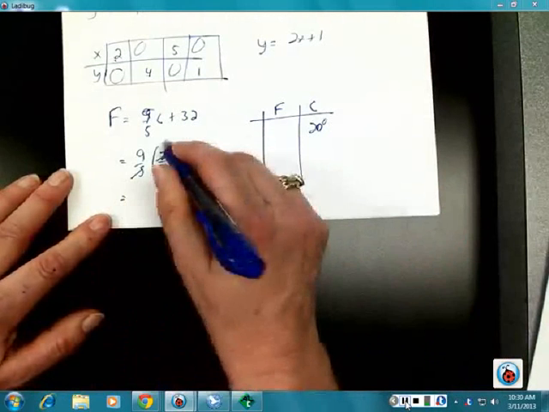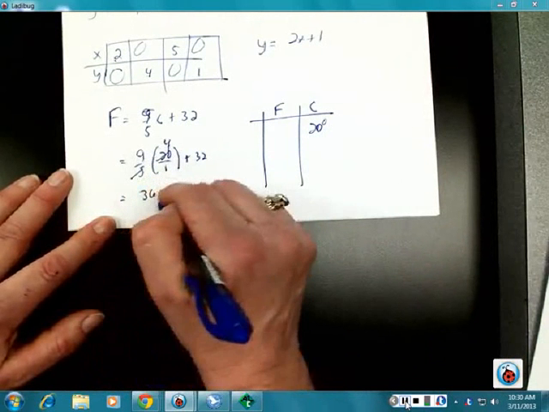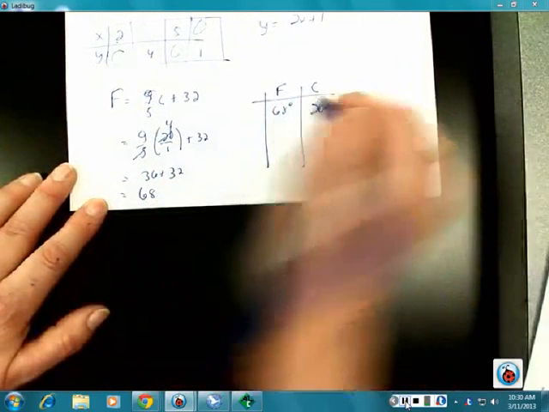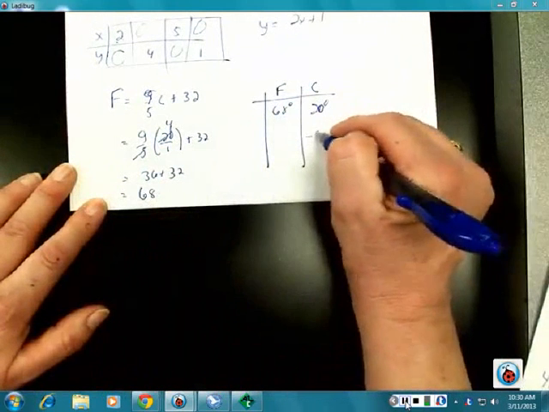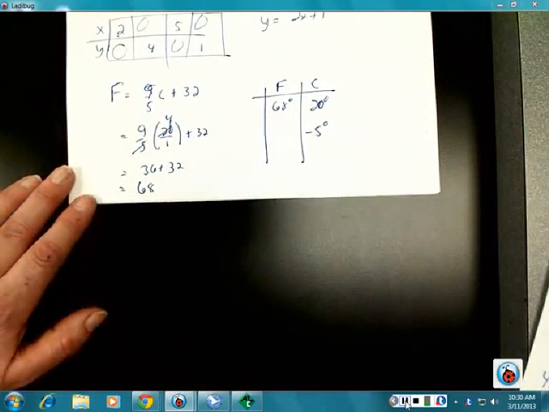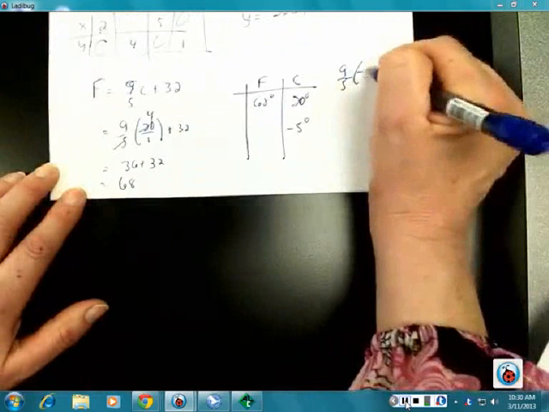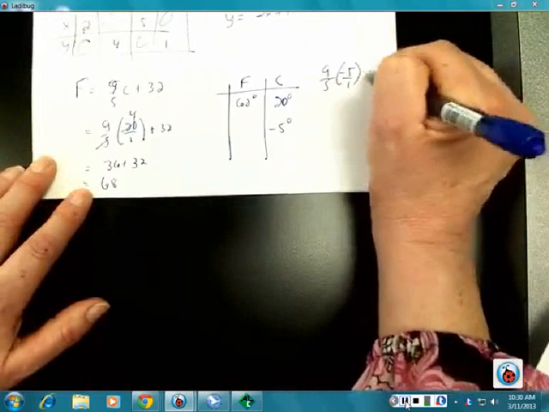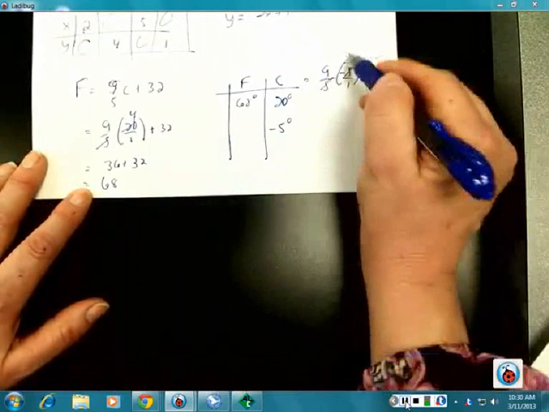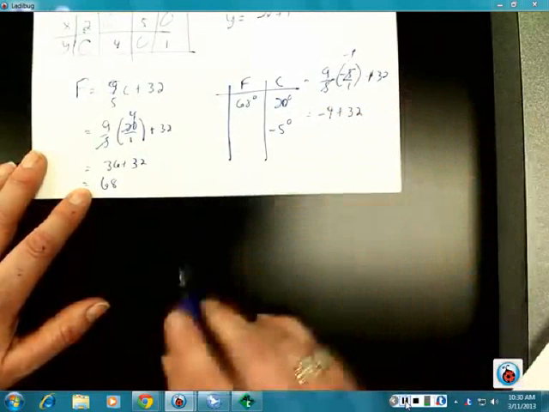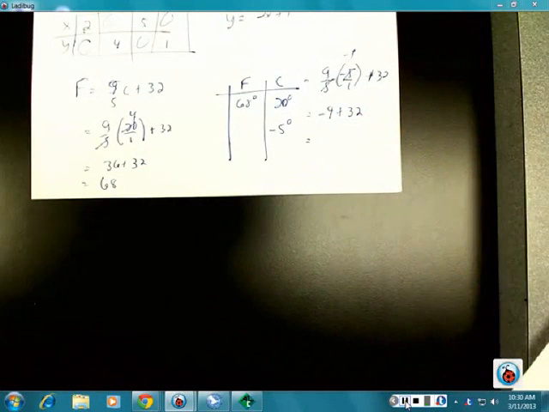So 5 goes into 20, 4 times. 4 times 9 is 36. 36 plus 32 is 68 degrees. And they might give you a Celsius temperature of negative 5 degrees. What would your Fahrenheit temperature be? So you plug this in for C again. And what would we come up with? Well, the 5's cancel. Usually a negative 1. Negative 1 times 9 is a negative 9 plus 32. So what does that work out to be? 23. So it'll be 23 degrees.